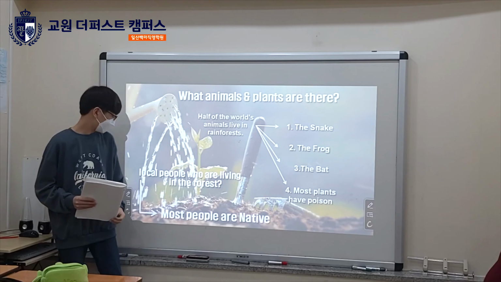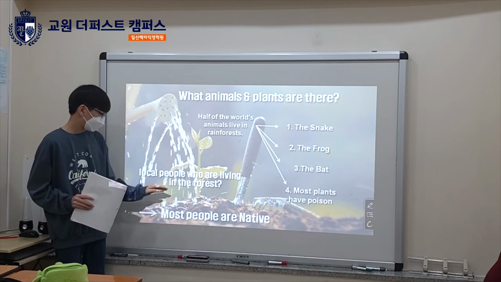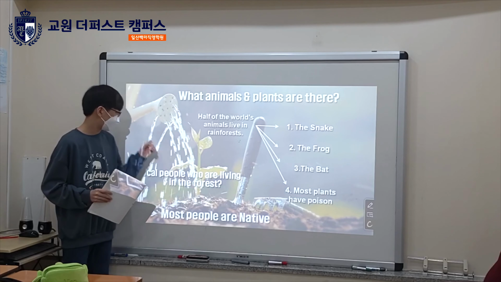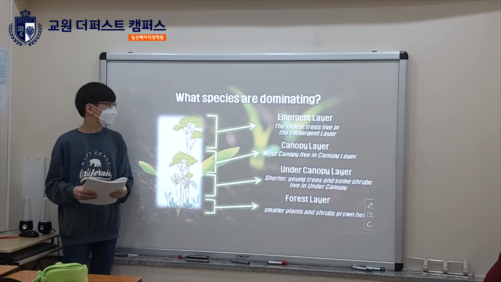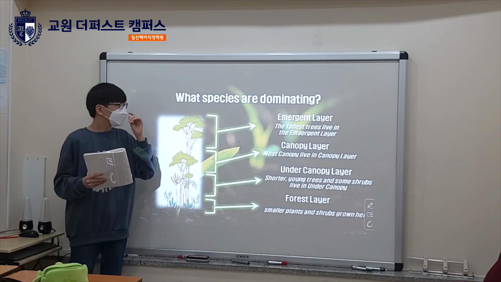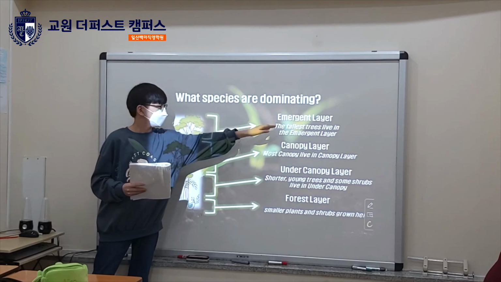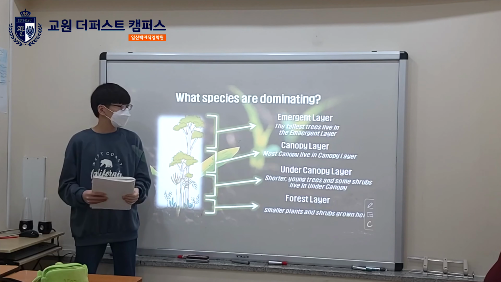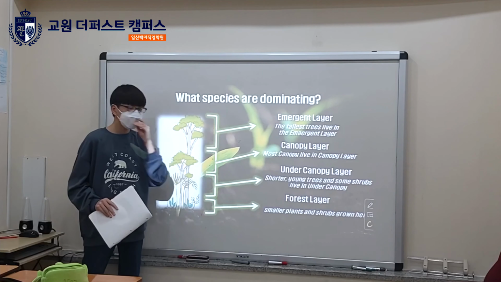Second, local people who are living in the forest. Most people are native. What species are dominating? First layer is emergent layer. The tallest tree live in the emergent layer.